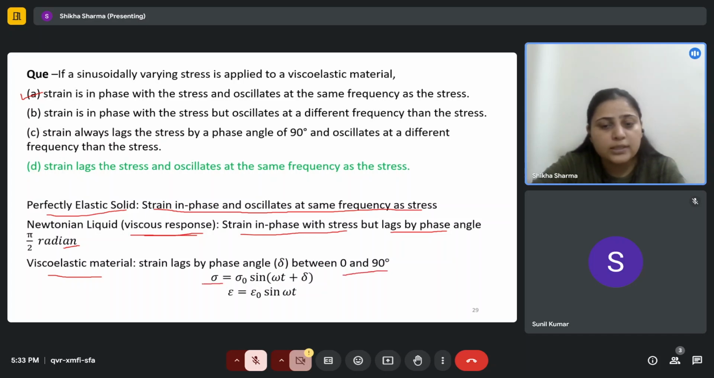Stress can be given as sigma equals sigma naught sine of omega t plus some angle delta, which can be between 0 and 90, and strain will be equal to strain naught into sine omega t. So there is a phase separation of delta. The strain is lagging behind and the stress is ahead by some phase angle. So option D is correct.